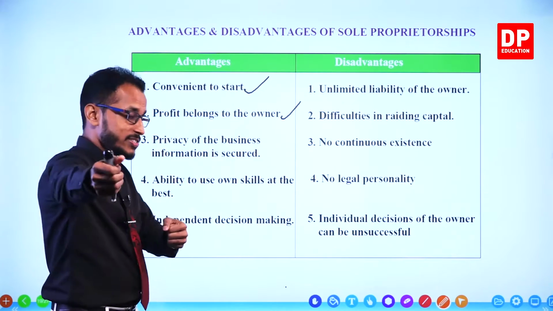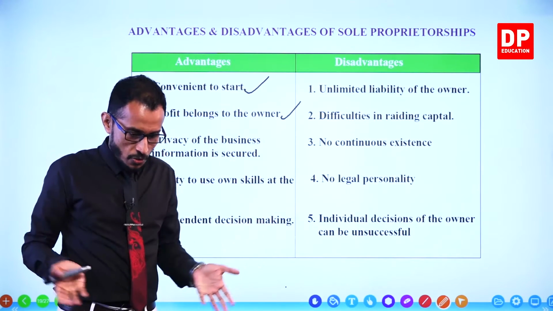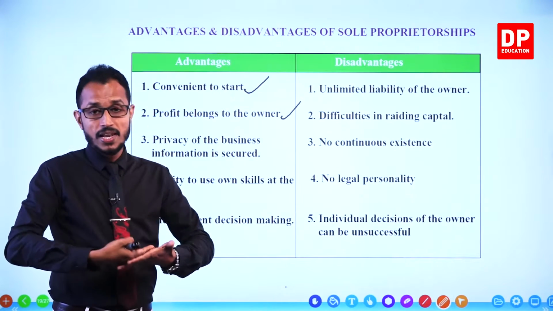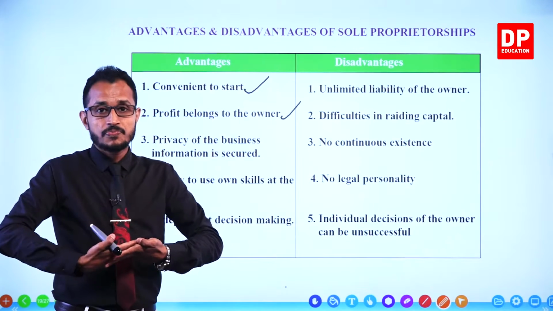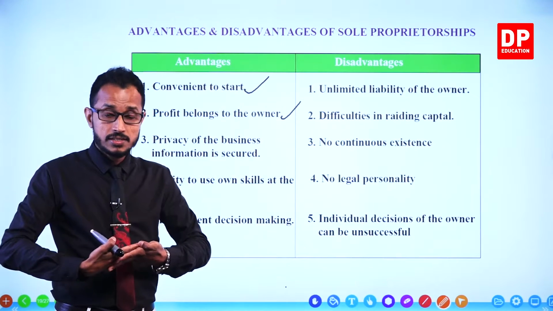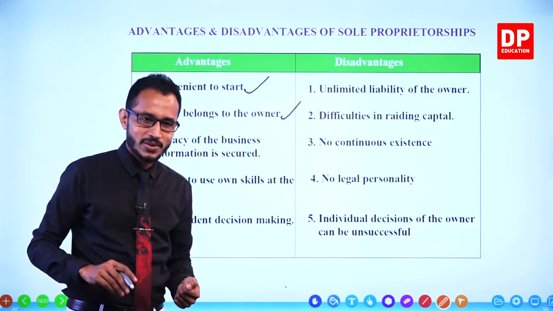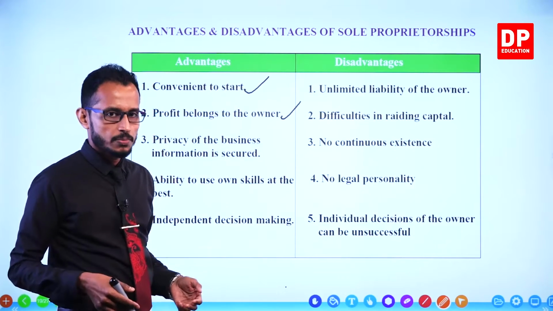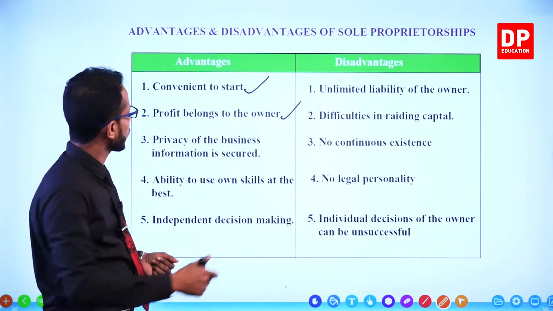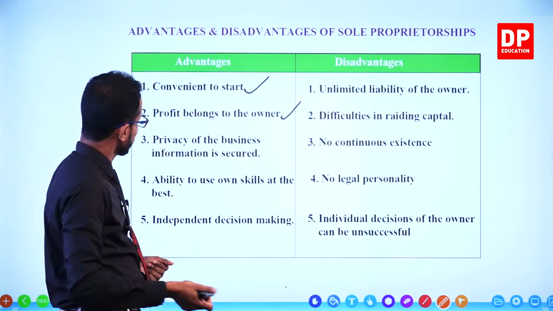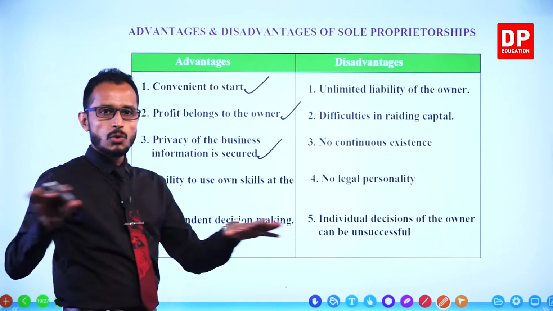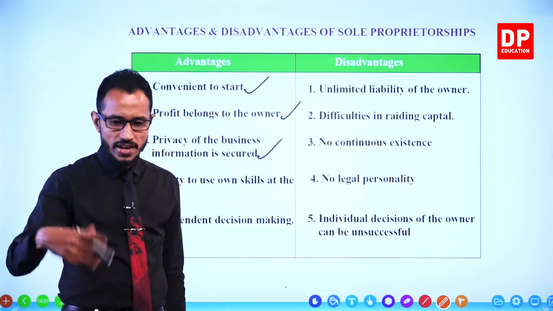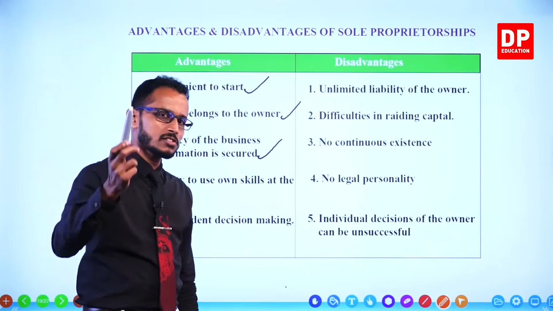All the profit generated by the business is for me. I get the money. Most people like it, right? Most people like to keep all the money and not share it. So you get to do that. Okay, that's not a good thing. But in sole proprietorship businesses, you get to keep the profit alone. It's an advantage. Privacy of the business information is secured. You don't have to worry about your business information going out because you know all the business secrets.